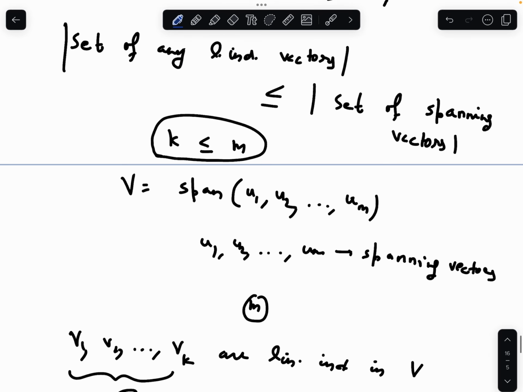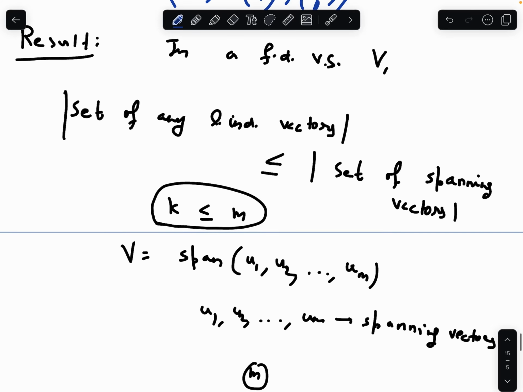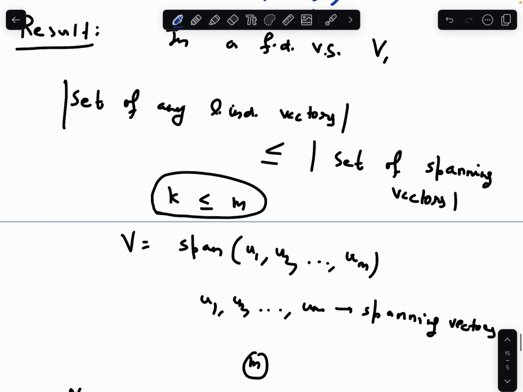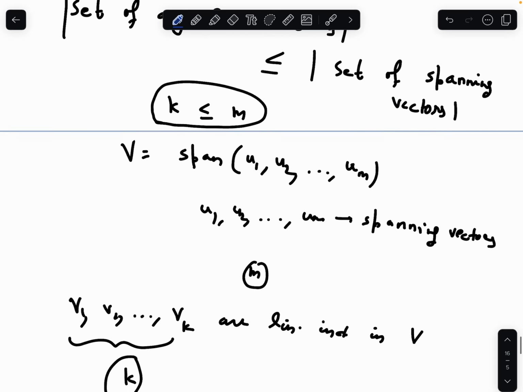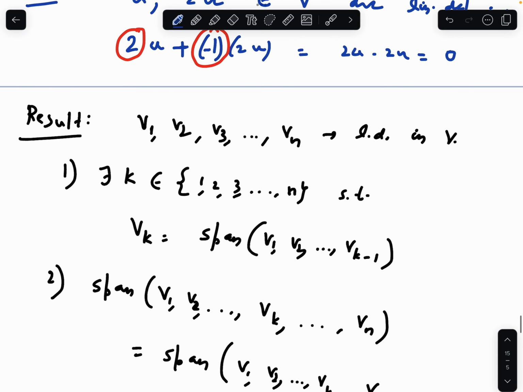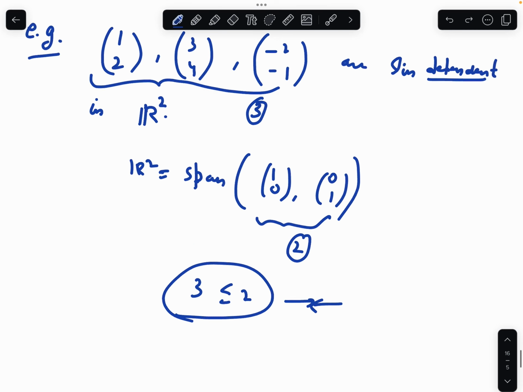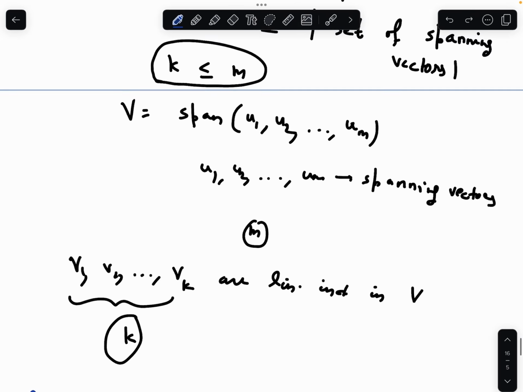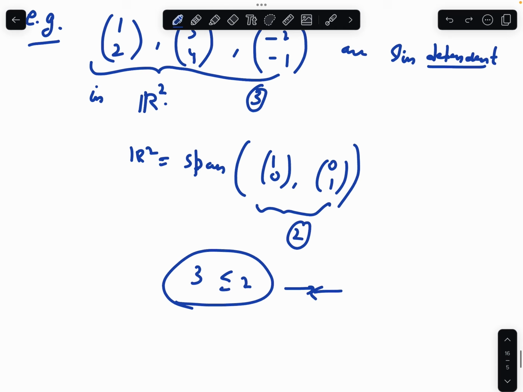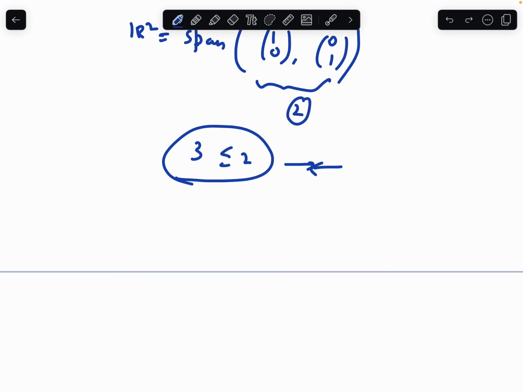And its proof is also very easy, actually. But let's not get into the proof. The proof uses this result actually, but for now, let's just understand how to use these results to our advantage.